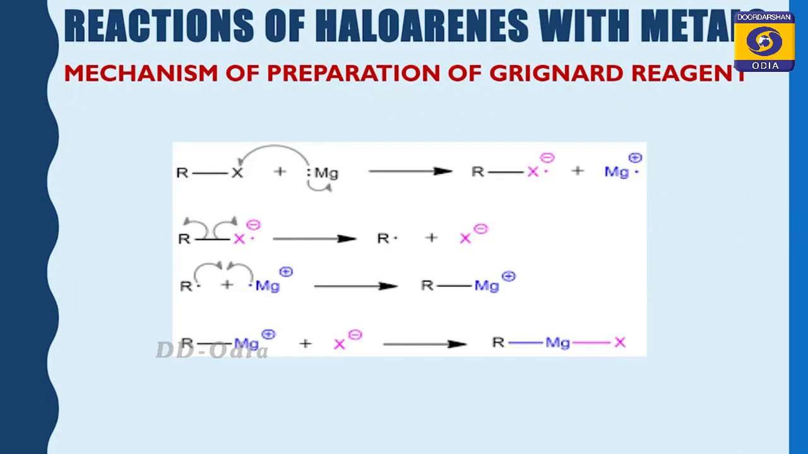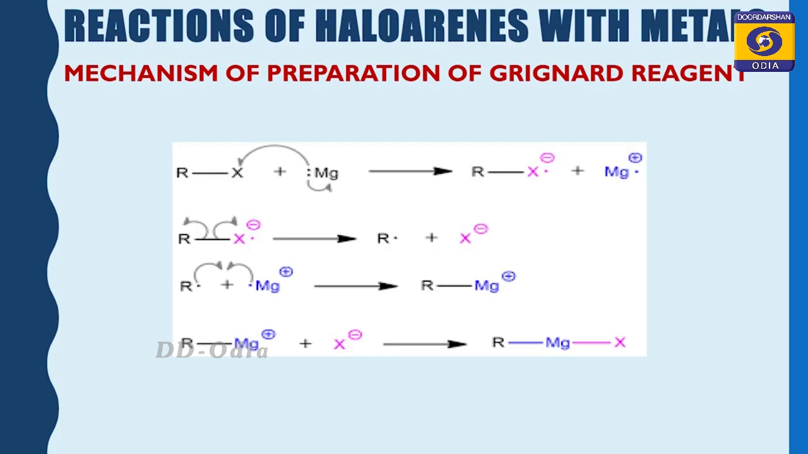When haloarenes react with dry magnesium powder in dry ether, then aryl magnesium halides are formed. The role of dry ether is very important. It helps to stabilize the Grignard reagent so formed, because it is a very active chemical. Then in this mechanism, you may see that there is single electron transfer.